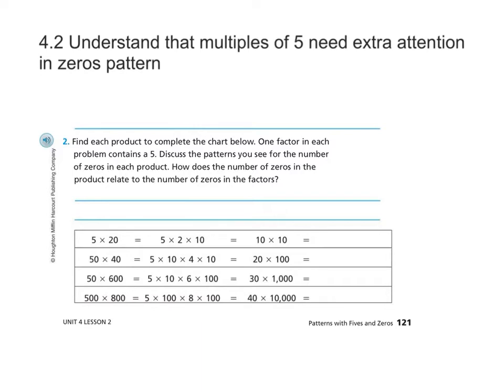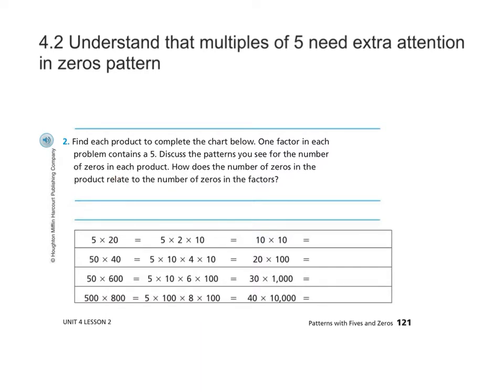So tonight we're doing understand that multiples of 5 need extra attention in zeros pattern. So what I did here is I took a little section out of page 121, and we still have our patterns here. We're going to find each product to complete this chart right here. Then we're going to discuss the patterns you see for the number of zeros in each product. So let's just kind of do this action right here.